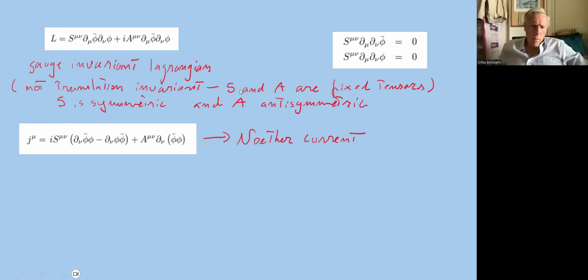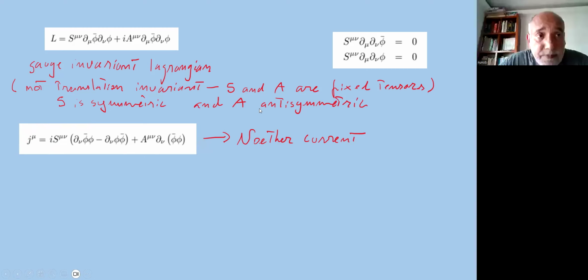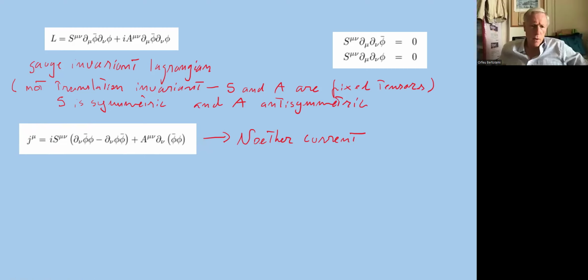Yes, I'm confused. Do you see? If I change mu and nu, I get S mu nu is invariant. It is symmetric. But the other term is the derivative of nu with respect to phi bar, and the other with respect to phi. So it doesn't seem to be the same term, is it? You say you change it again, and it gives back the same. Okay, so this is okay. This is fine. Yeah, sorry.